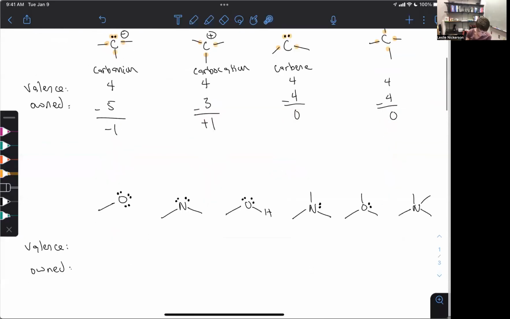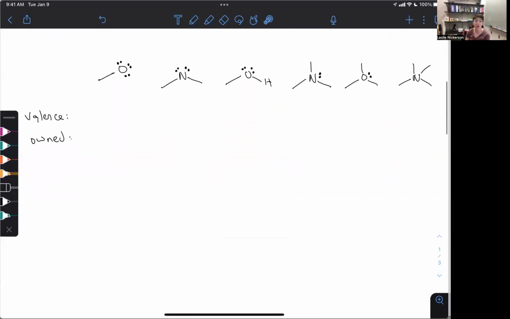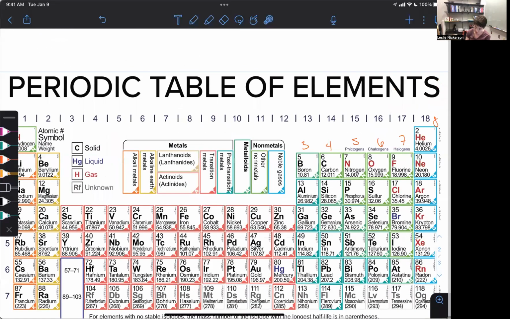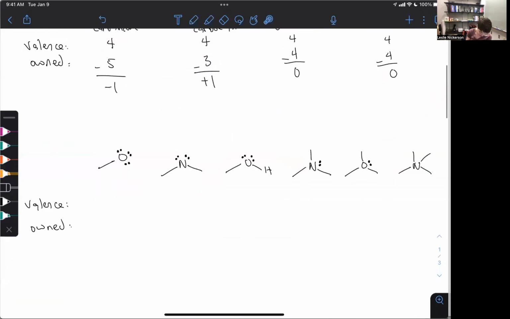Okay, so let's look at it when we use oxygen and nitrogen. These are going to be the other ones that we're very commonly going to need to decide formal charge on. So for our valence electrons, let's just go ahead and get those dealt with right now. So oxygen has 6, nitrogen has 5. So let's fill those in. So 6, 5, 6, 5, 6, 5.